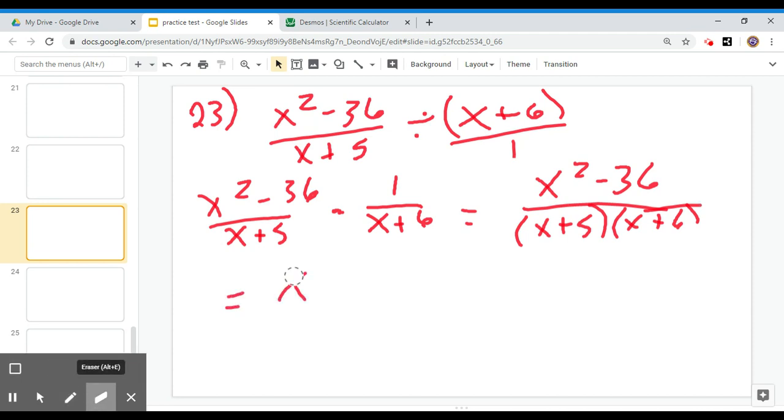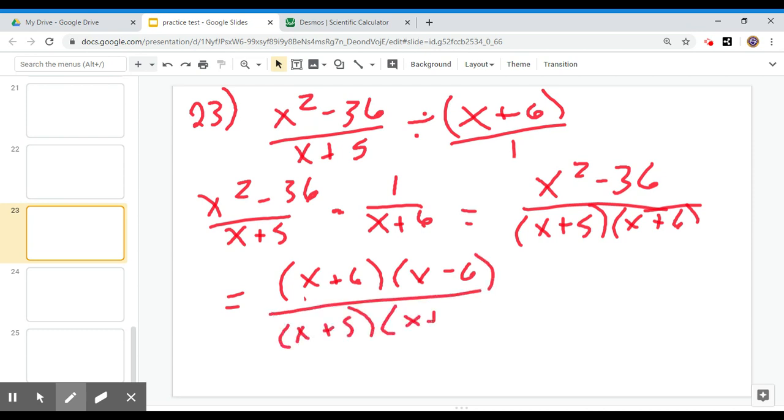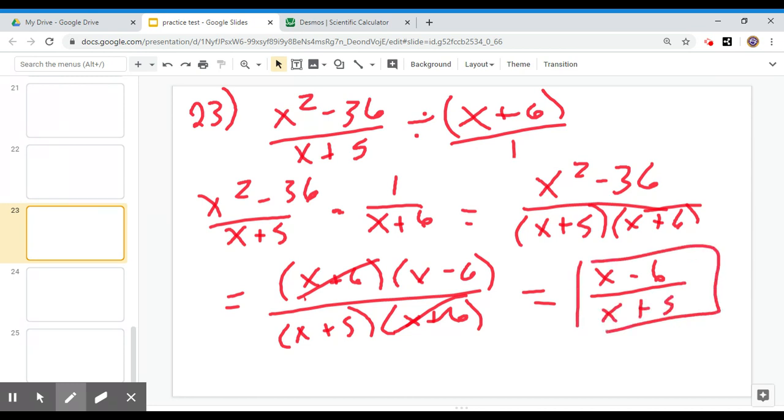So x squared minus 36 is x plus 6, x minus 6. That's a difference of two squares. And then you have x plus 5, x plus 6 in the denominator. So you cancel those and you're left with x minus 6 over x plus 5, which is letter C.